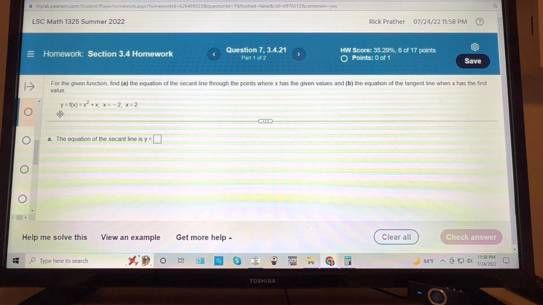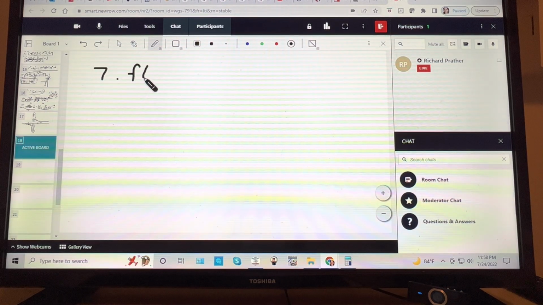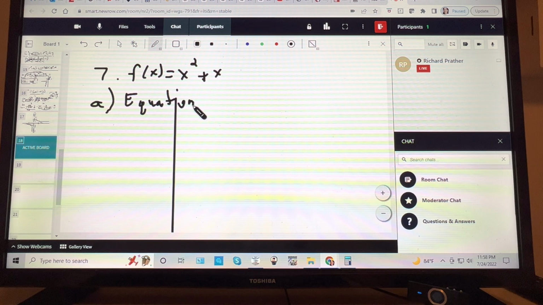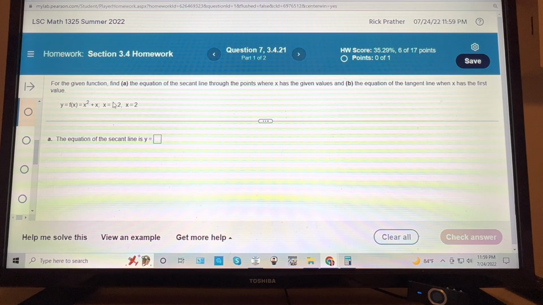Seven gives me f of x equals x squared plus x. Part A is about the equation, not just the slope, but the equation of the secant line. Equation of secant lines, that's related to the average rate of change. So we want to go between -2 and +2.